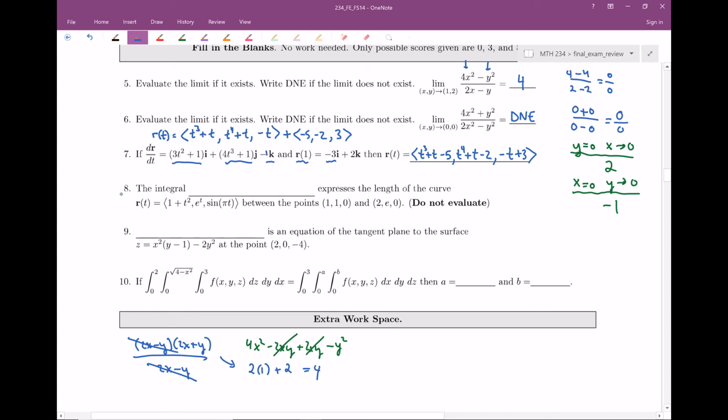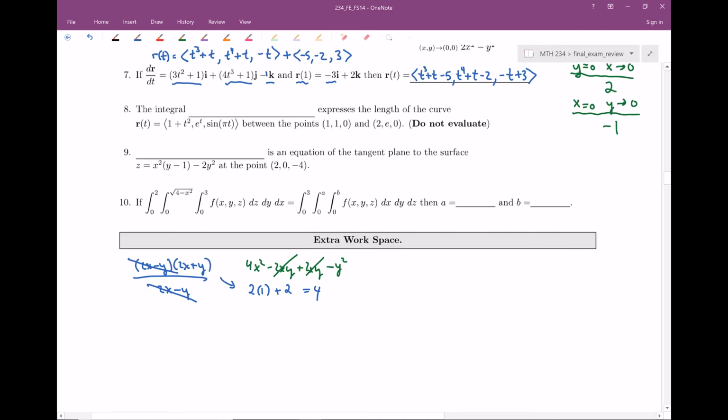So we have the integral here, and it expresses the length of the curve r(t) between the points (1, 1, 0) and (2, e, 0). Do not evaluate. All right, so I want to write down the integral that represents the length of the curve, or the arc length. Okay, and we have some parametrized function here. I need to remember, maybe off to the side here, that arc length is given by the integral from a to b of the magnitude of the derivative of r.